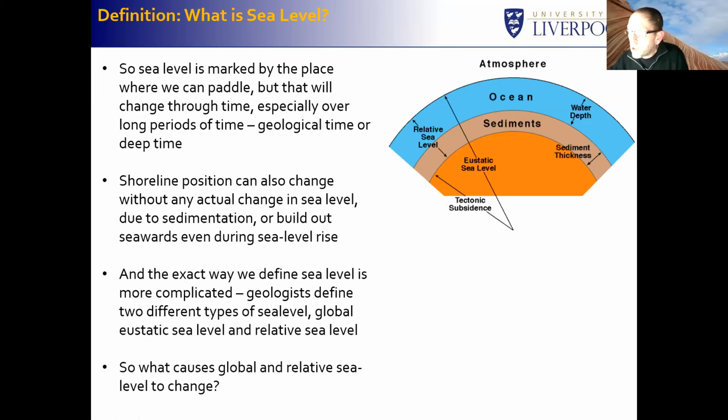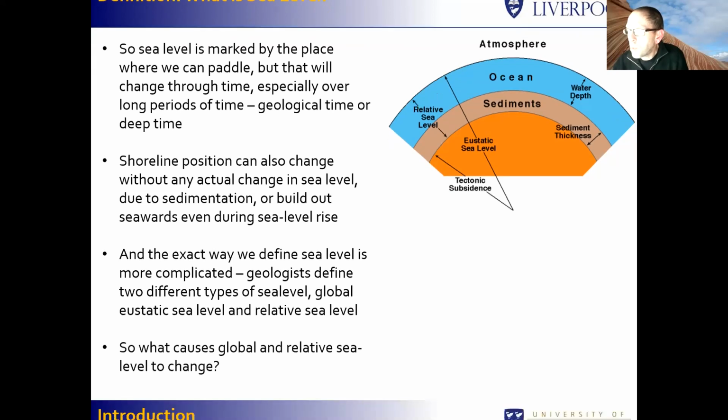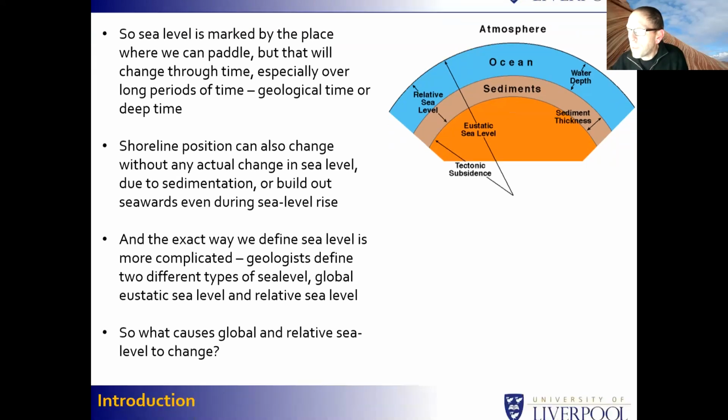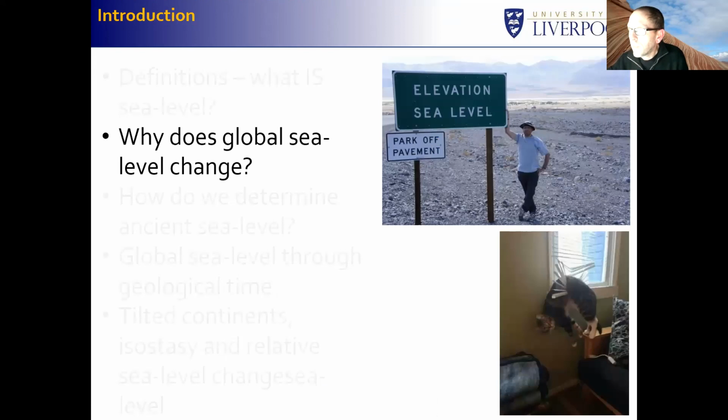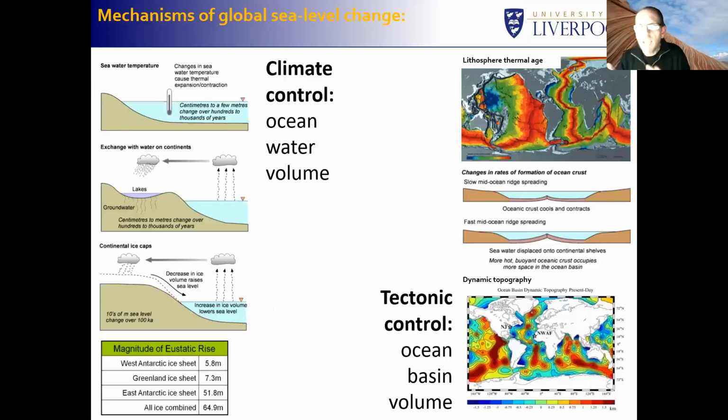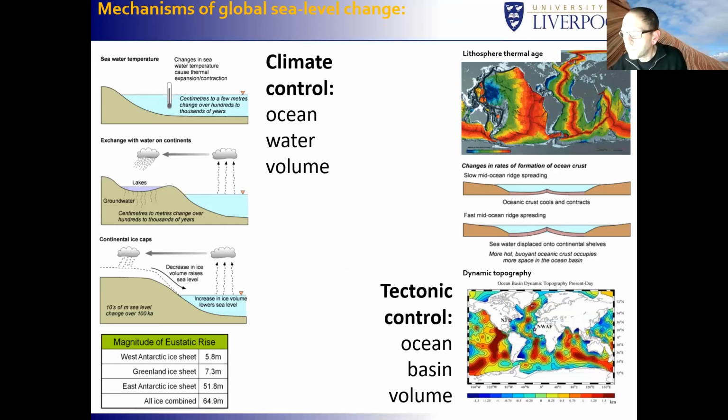So what causes global and what causes relative sea level to change? Let's talk about the mechanisms. So there's two main things. We can categorize the different mechanisms into two different categories. There's climate control and there's tectonic control. All right, let's talk about the climate control effects first.